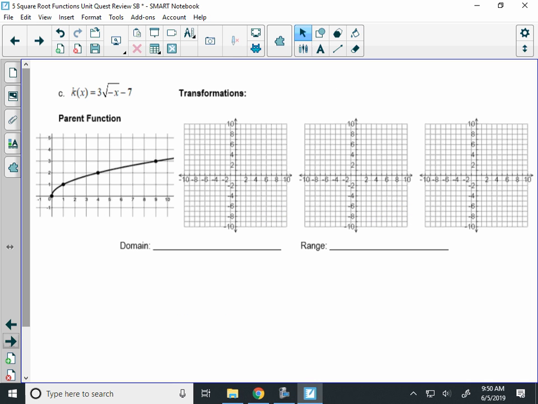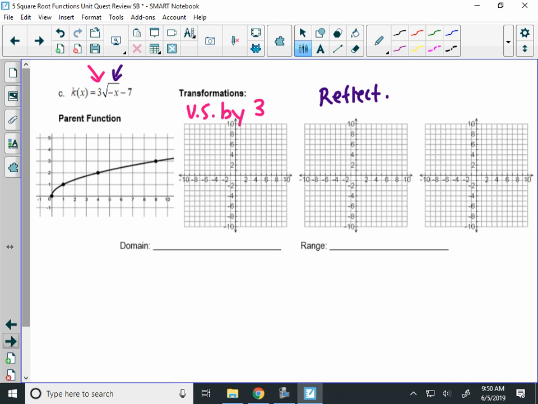So for this graph, I have a 3 in front, which means that my graph has a vertical stretch by 3. The negative under the square root means that my graph is reflecting over the y-axis, and the minus 7 means my graph went down 7. Let's start with the vertical stretch.